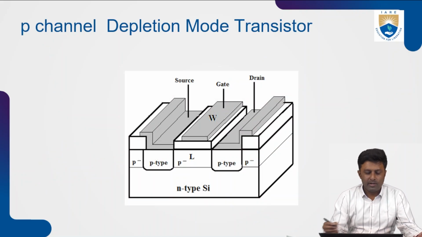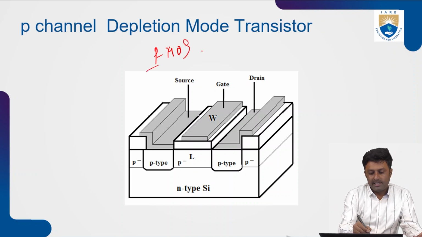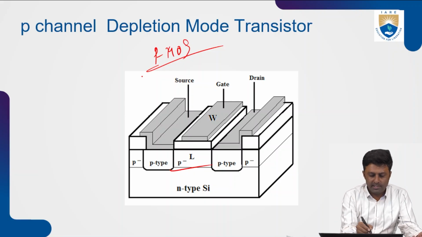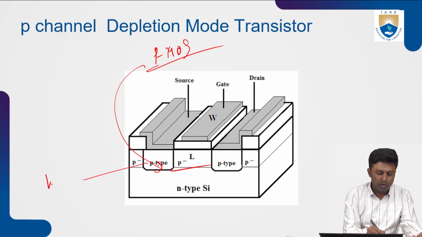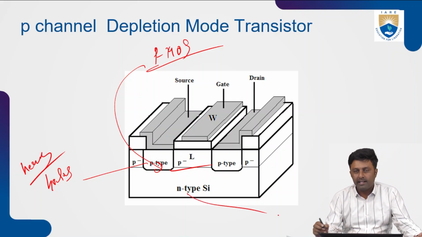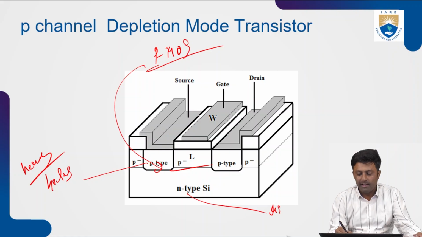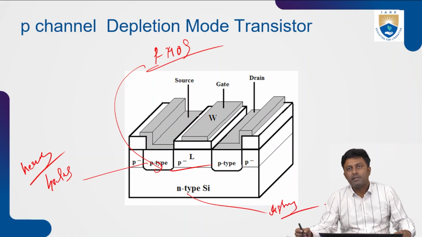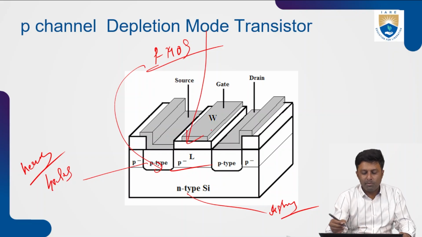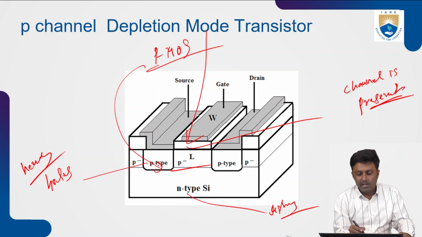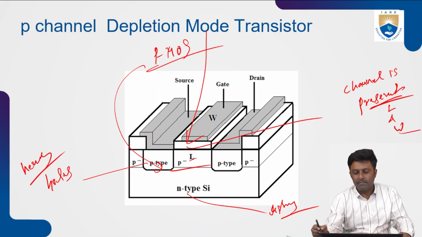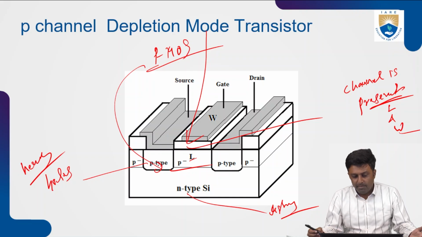Again, for the P channel, as all of you know, it is called PMOS. In the PMOS transistors, the source and drain terminals are heavily doped with the holes. Heavily doped with the holes, and the substrate region is lightly doped with the electrons, exactly opposite that of the N-channel depletion mode transistor. The only difference for the depletion mode is that the channel is already present here. Channel is present in the beginning only, whereas in case of enhancement type, the channel will not be there. So channel with the length L and width W. That is the difference between the N-channel MOSFET and the P-channel MOSFET.